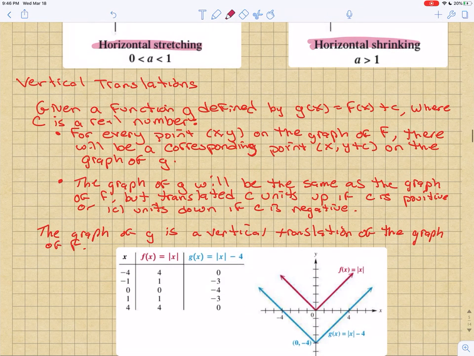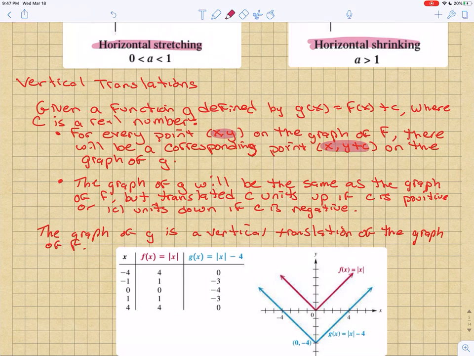Let's look at vertical translations. Given a function g, defined by g of x is equal to f of x plus c, where c is a real number. It says for every point (x, y) on the graph of f, there will be a corresponding point (x, y plus c). So it affects the y values by adding whatever c is, and c could be a negative number, so it could be adding or subtracting.